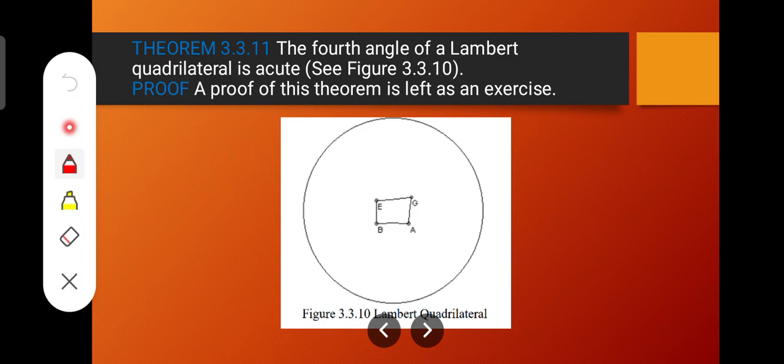Lambert quadrilateral. Theorem 3.3.11: the fourth angle of a Lambert quadrilateral is acute. As you can see here in figure 3.10, the theorem states that the fourth angle of the Lambert quadrilateral is acute. When we talk about acute, it is less than 90 degrees. The fourth angle here is AGE. That is the acute angle in the Lambert quadrilateral.